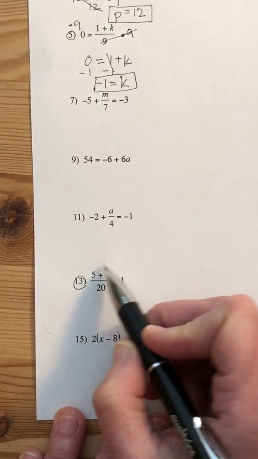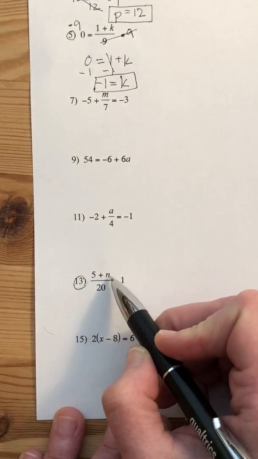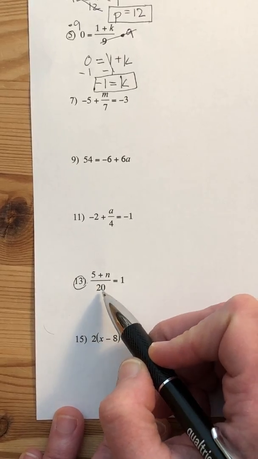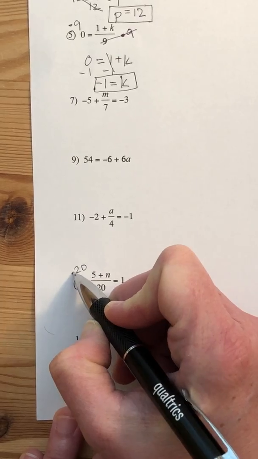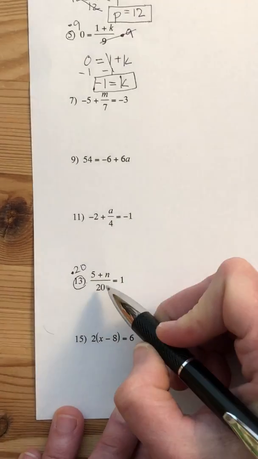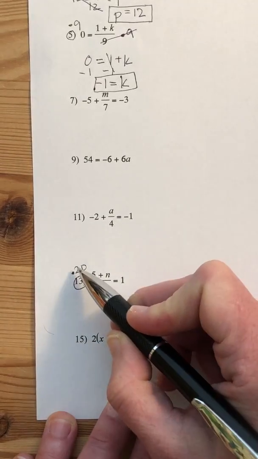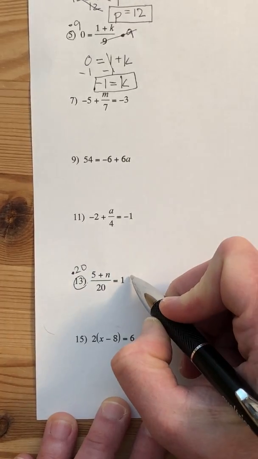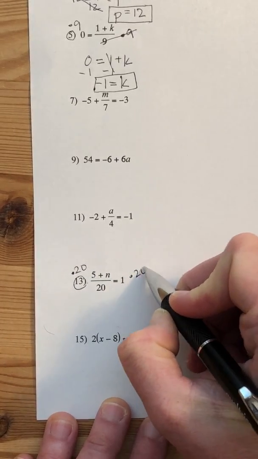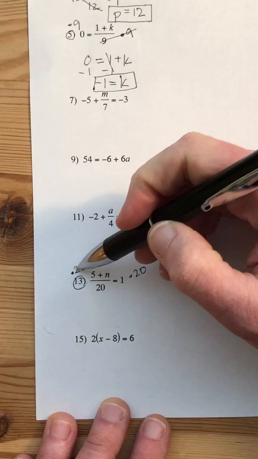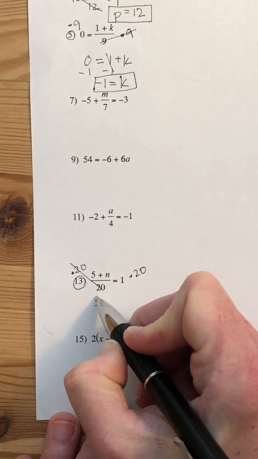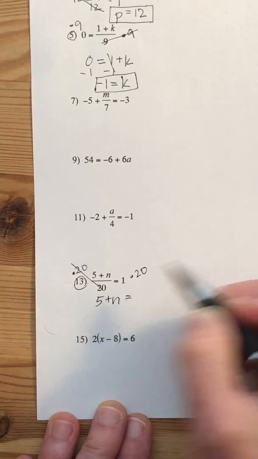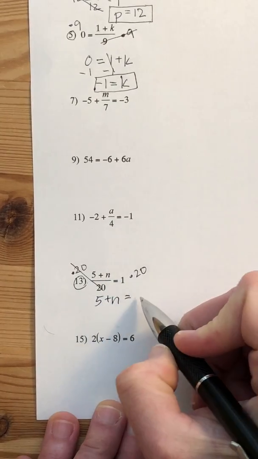So this whole thing is being divided by 20, and we can't break up the 5 and the n until that 20 is gone. So let's get rid of the 20 by multiplying by it. Why do we multiply by 20? Because right now we're dividing by 20, and we have to do the opposite. So we're going to multiply both sides by 20. This 20 and that 20 will kind of cancel out. Bring down your 5 plus n, and that is going to equal 1 times 20, which is 20.